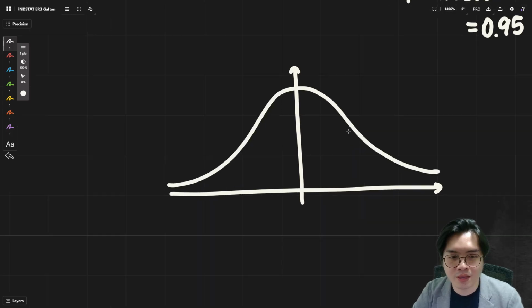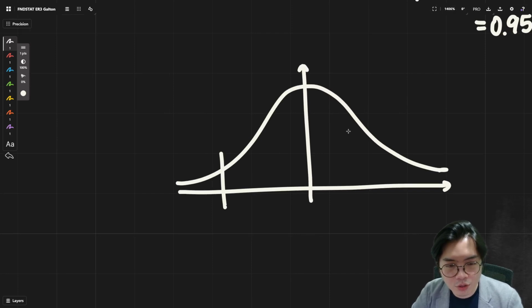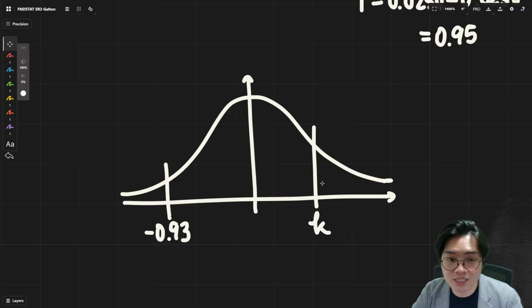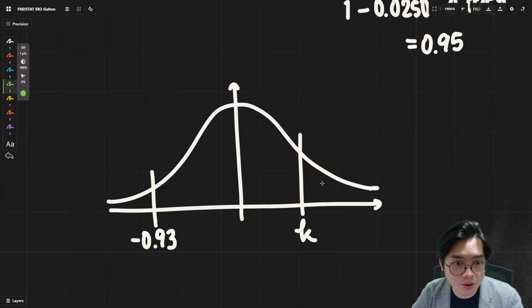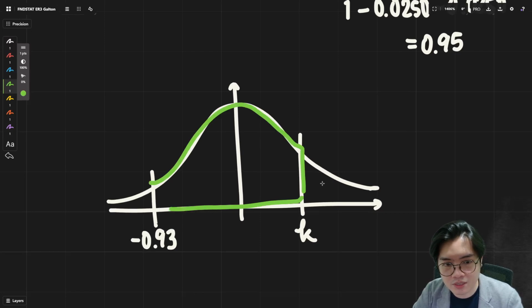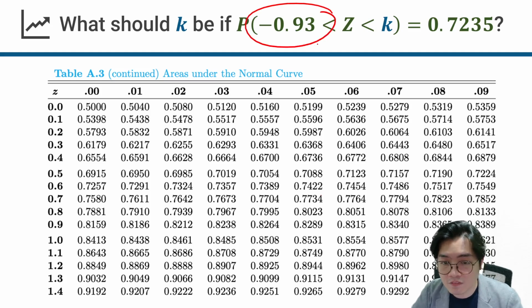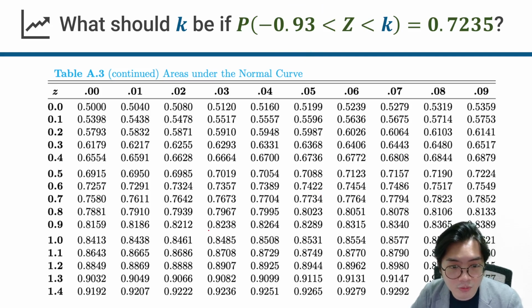Okay, there you go. We want a value of negative 0.93 up until this value k, such that the area is 0.7235. Therefore, this area right here should be 0.7235. How is that going to happen, even without us knowing the value of negative 0.93? It's because we already have a value of 0.93 in here, which is 0.8238.